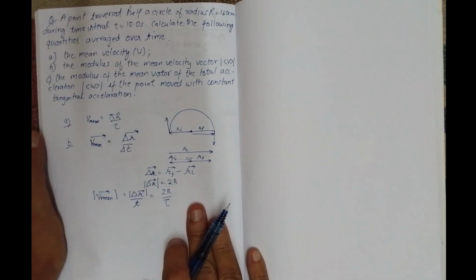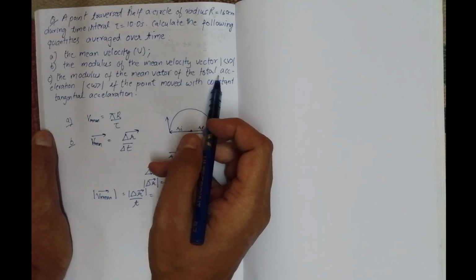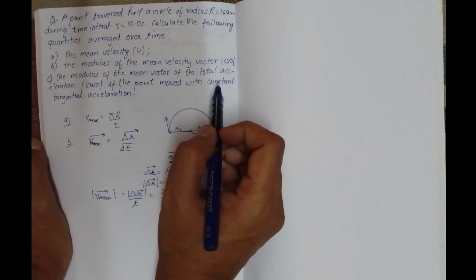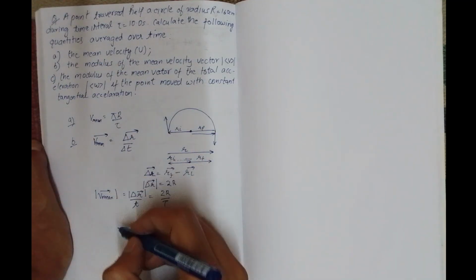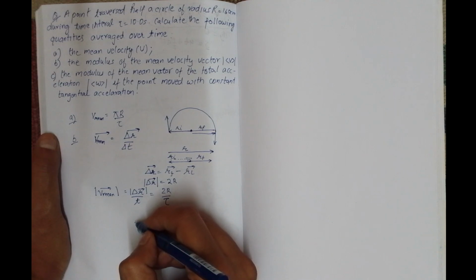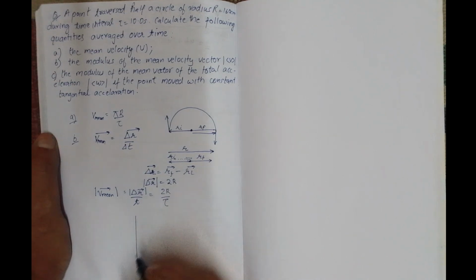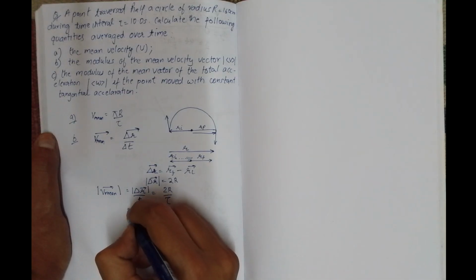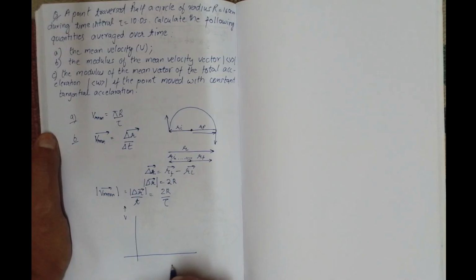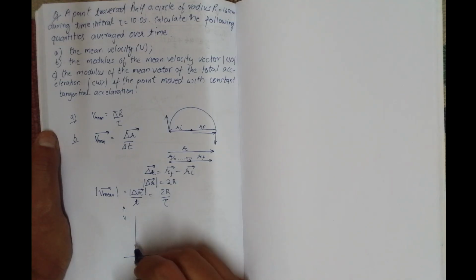So we come to point C. The modulus of the mean vector of the total acceleration if the point moved with a constant tangential acceleration. Now there is something that we need to understand before we approach this part. Let us draw a VT graph for a certain particle with constant acceleration. This is V, this is T. We know that the VT graph for a particle moving with constant acceleration will be a straight line.